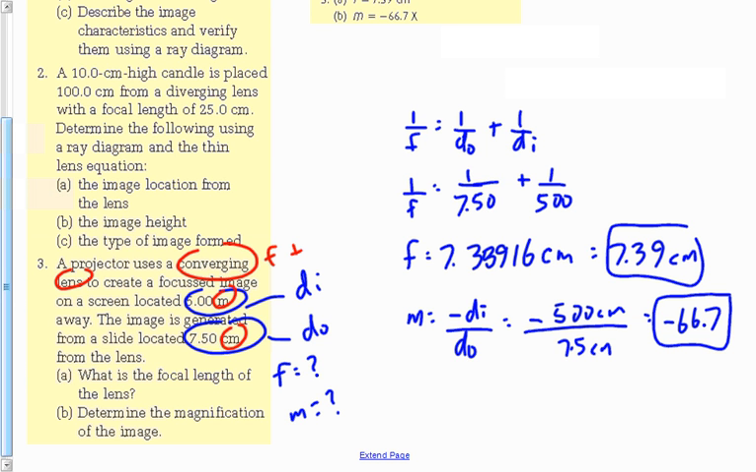Is it right side up or upside down? Yeah, it's upside down. At least it's upside down relative to the object. If the object is upside down, then the image will be right side up. But it's flipped over relative to the object. And is it real or virtual? It's real. We don't even need a number for that. We're told that it's focused on a screen. It's 5 meters away. Make sense? All right.